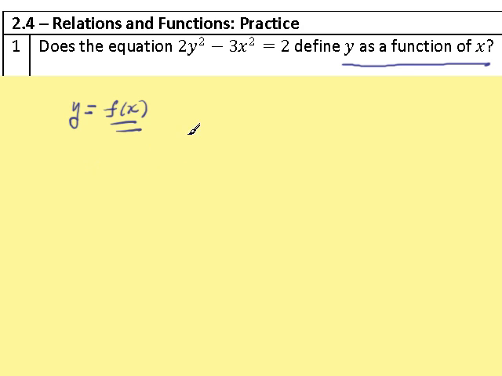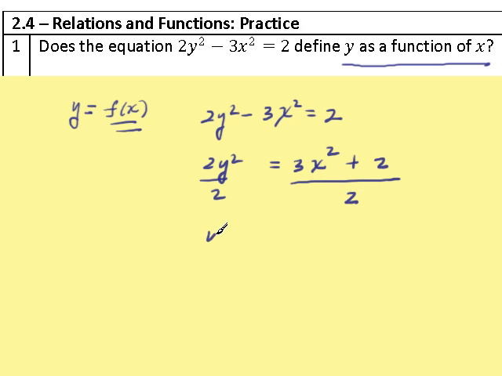Let me write down 2y squared minus 3x squared equals 2. Let's add 3x squared to both sides, and we get 2y squared is equal to 3x squared plus 2. We can divide both sides by 2. Y squared is equal to (3x squared plus 2) over 2. But now when we try to solve for y, we have to take the plus or minus square root of both sides because of this y squared here.